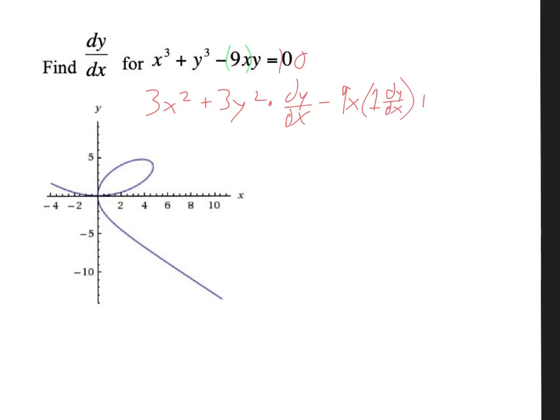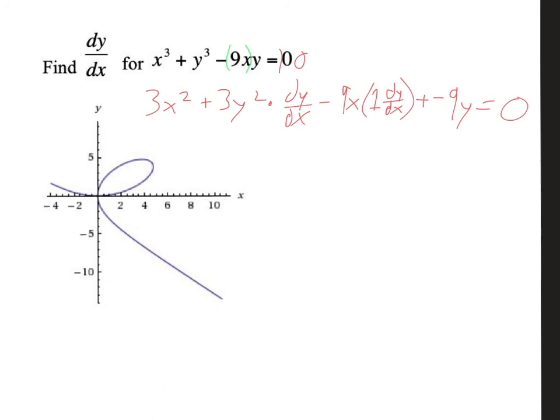Then plus, now the derivative of negative 9x is negative 9 times leave the y. No dy dx here. Why no dy dx here? Because I didn't take the derivative of the y. I took the derivative of the x, just like over here. I took the derivative of an x, no dy dx. Now on the other side, equals the derivative of 100, which the derivative of any constant is 0.